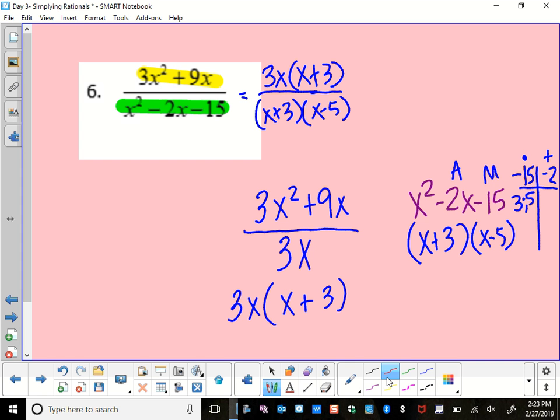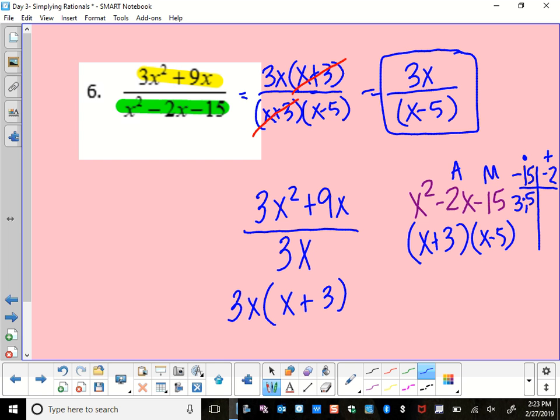What can I cancel out? x plus 3 can go. So I'm left with 3x on top divided by x minus 5. Any questions on number 6? No.